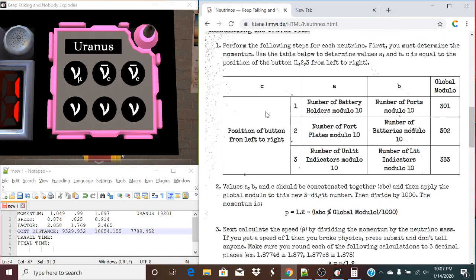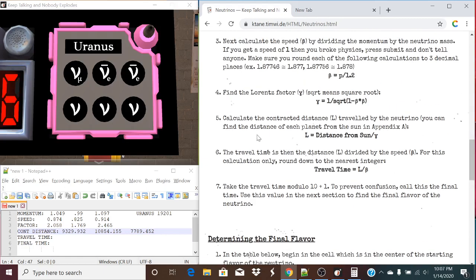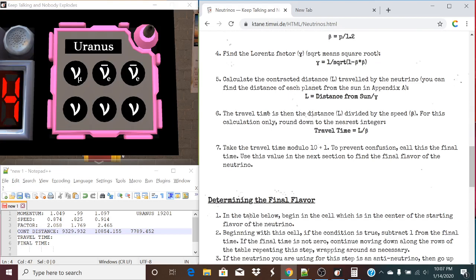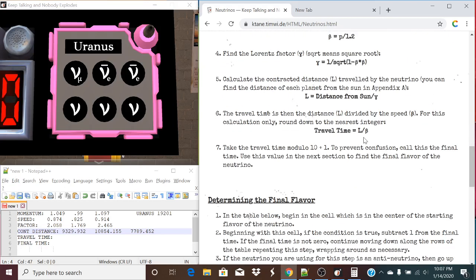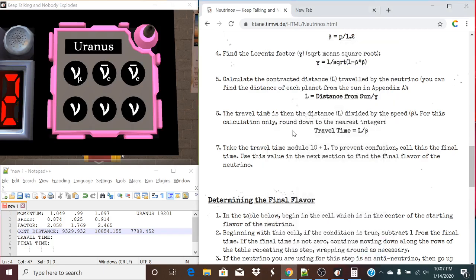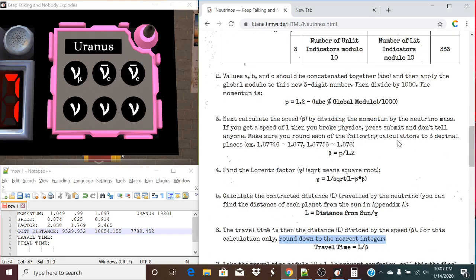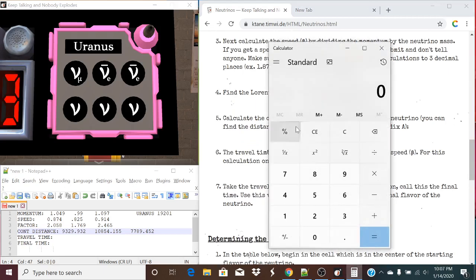Finally, let's find our travel time, the thing we've been trying to calculate for the longest time. We're going to take our contracted distance, and speed actually comes in from the earlier step, and divide the contracted distance by the speed. However, before we do that, we always have to round down to the nearest integer. It used to be to 3 decimal places. Now we're just looking at the integer, and we'll always round down.